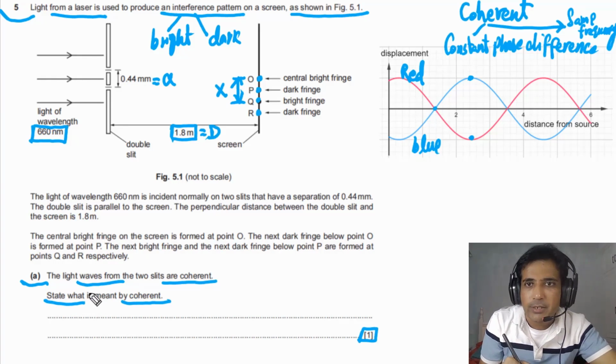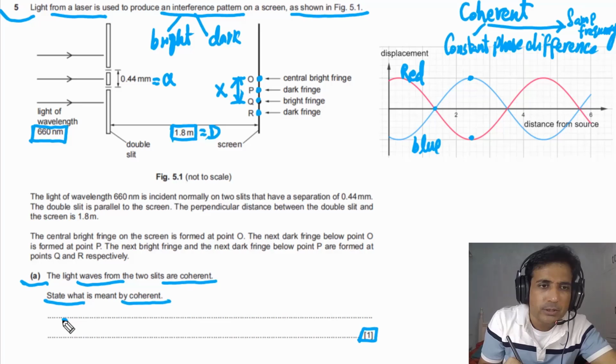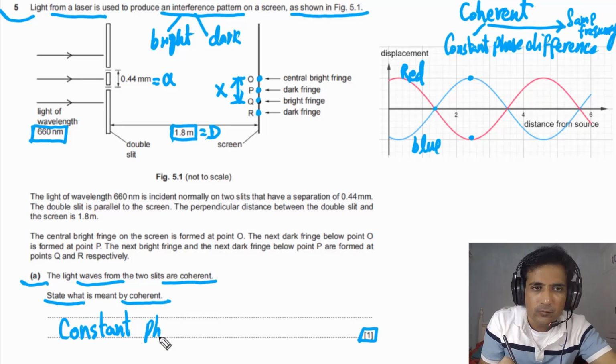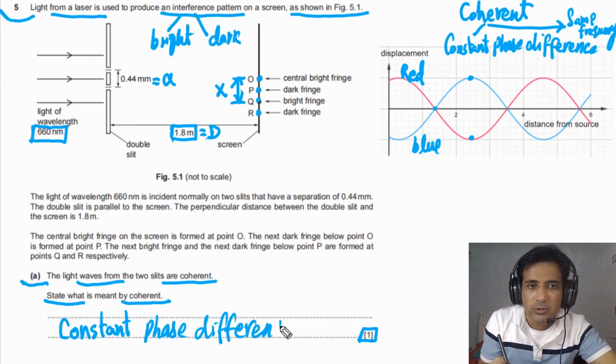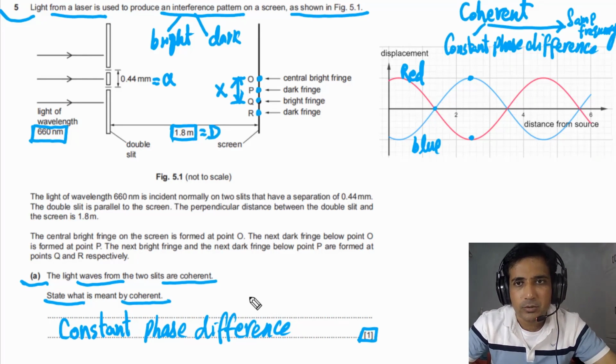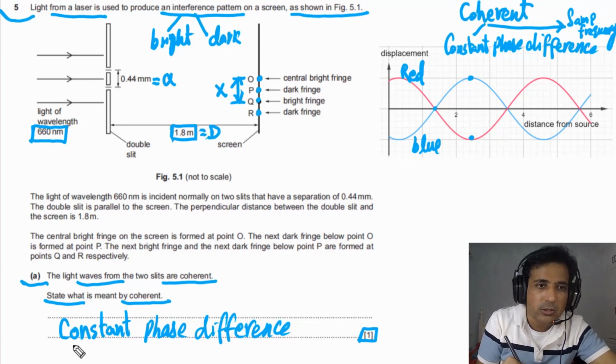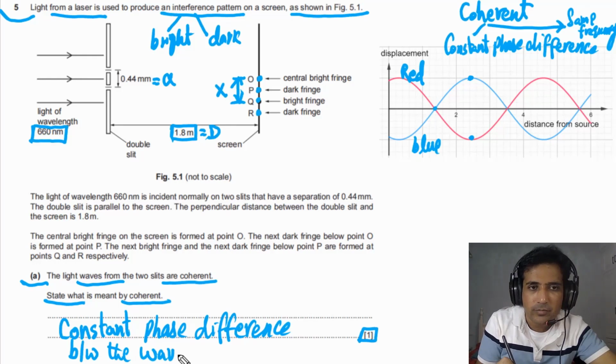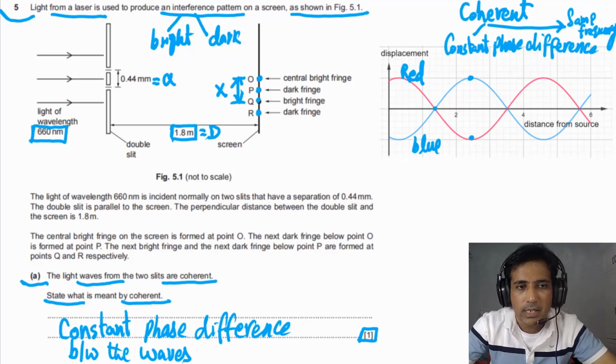Now let's write down the answer. For coherent, you can say waves are coherent if they have a constant phase difference. Simply write that if waves have a constant phase difference, they are coherent. For 1 mark, if you write this, you will get 1 mark. Or simply you can say constant phase difference between the waves, if you want to write it in a proper way. That's all you need to write for the answer of this question.